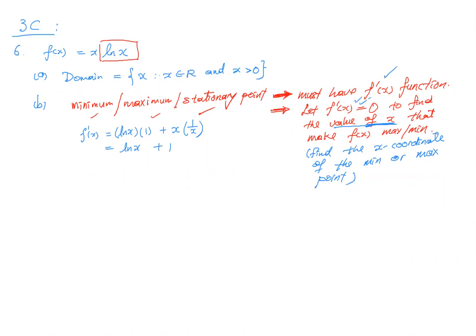Second step will be ln x plus 1 equal to 0. So ln x equal to -1. So x equal to e to the power -1. That's why they get 1 over e. So we have to prove that this is a local minimum. So we have to draw the sign diagram of f prime x.